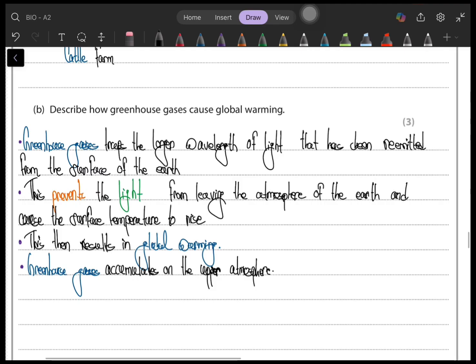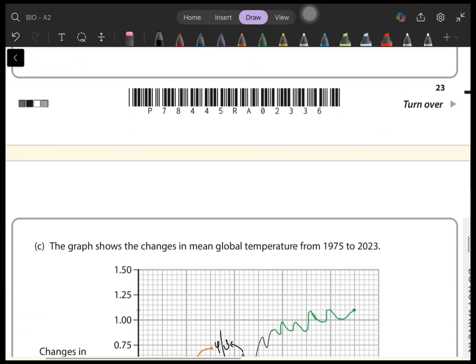This is what I have written. Greenhouse gases trap longer wavelength light that has been re-emitted from the surface of the earth. This prevents the light from leaving the atmosphere of the earth and causes the surface temperature to rise. This then results in global warming. Greenhouse gases accumulate in the upper atmosphere. Right, let's move on to the next question.